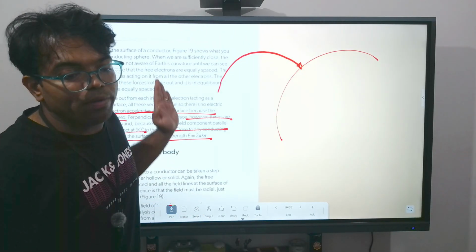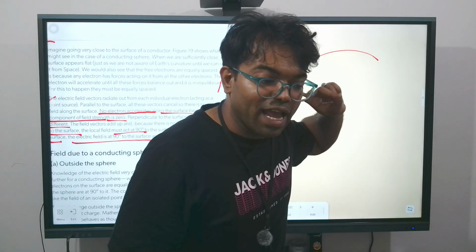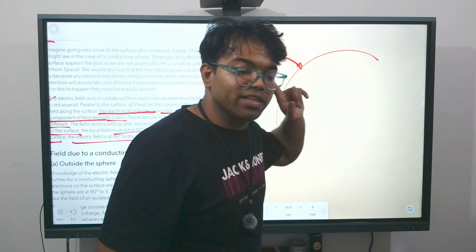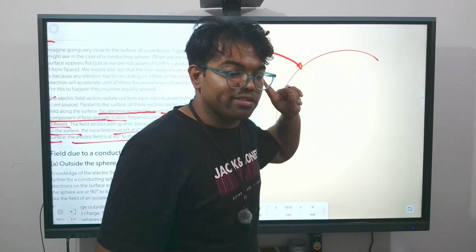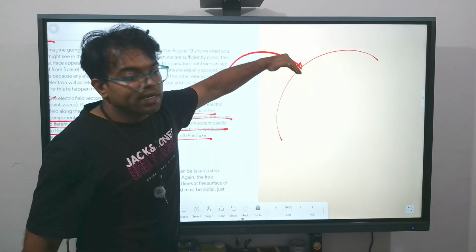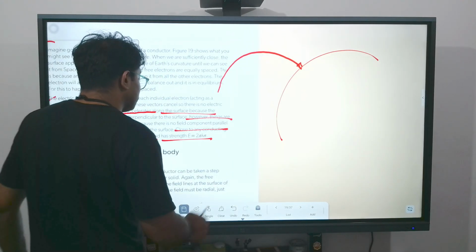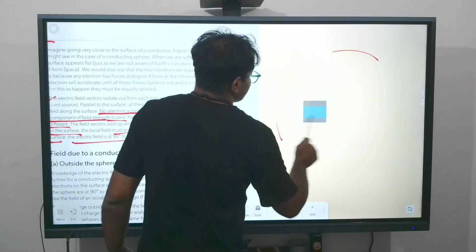Understood? It will always end up perpendicular because again the horizontal component gets cancelled out. So there is no field in the horizontal component. There is no acceleration in the horizontal component, and therefore only the perpendicular region remains. Only the perpendicular region allows the electric field to enter through. Clear?